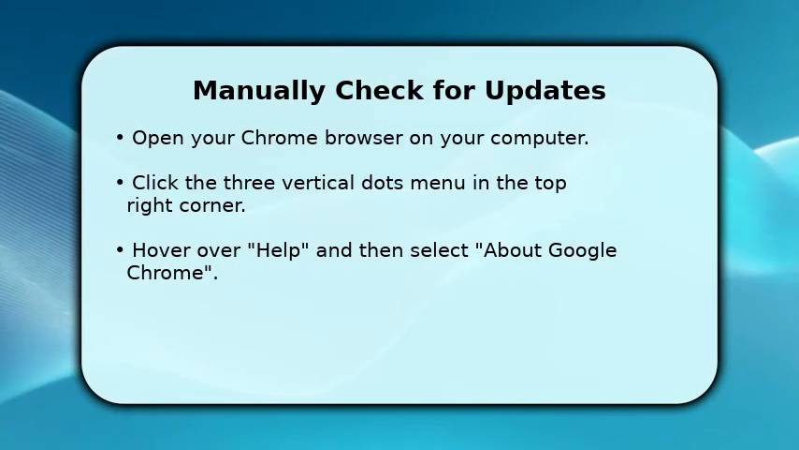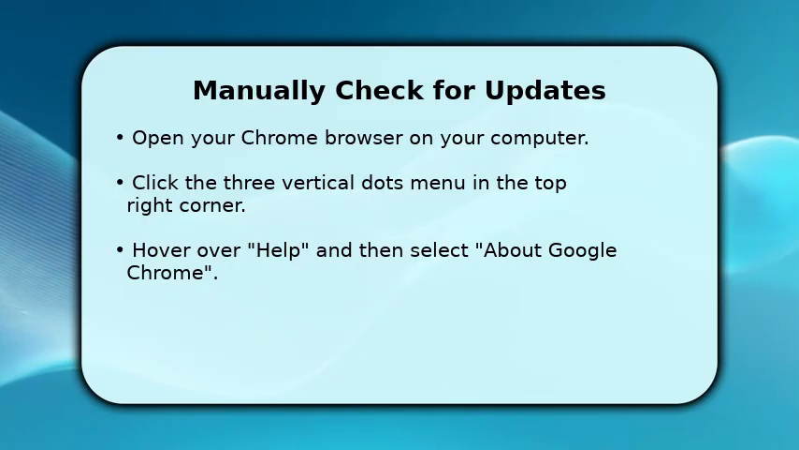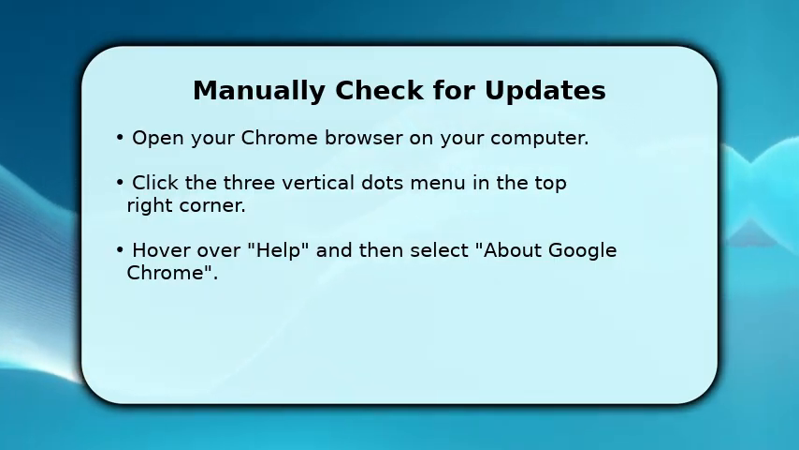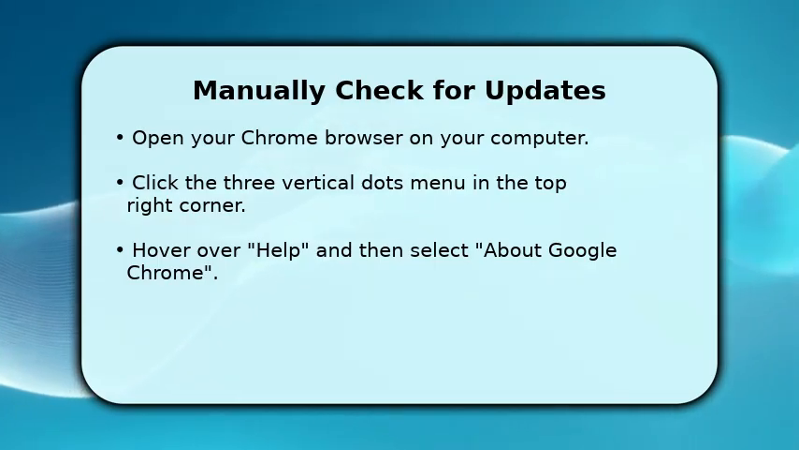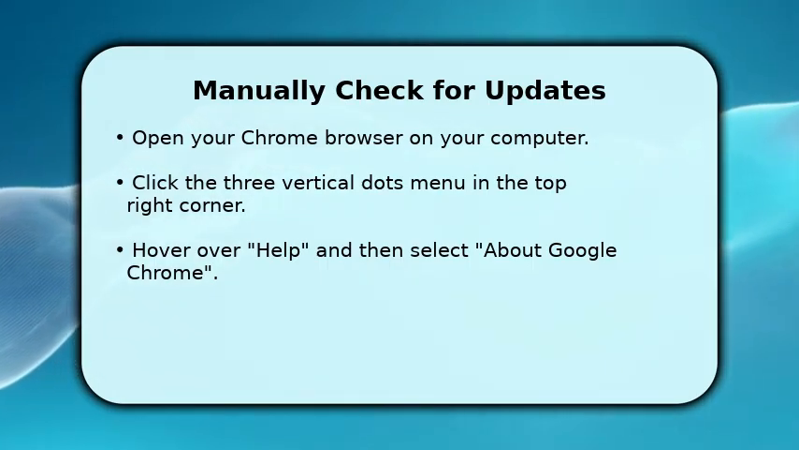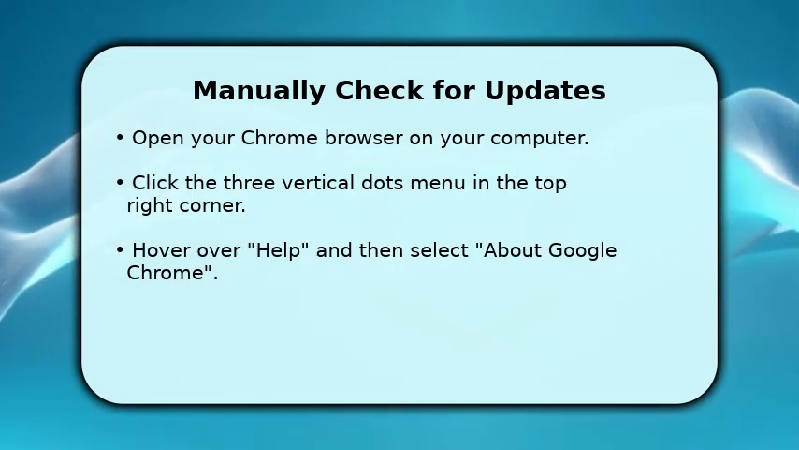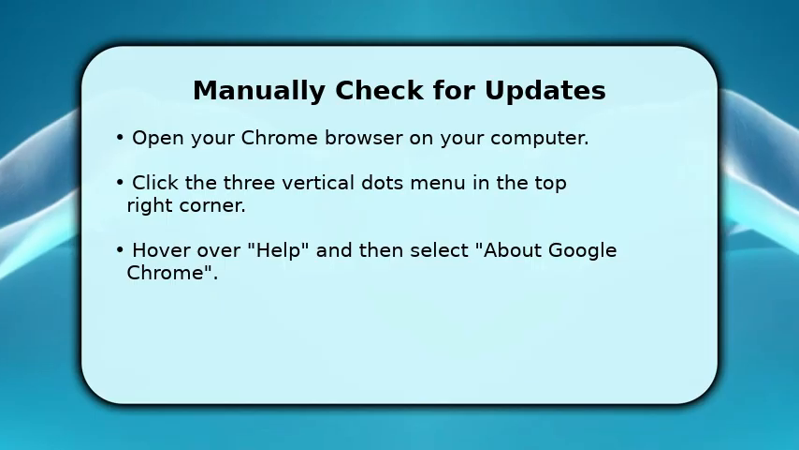To manually check for an update, first open your Chrome browser. Look for the three vertical dots icon in the top right corner of your browser window and click it. From the drop-down menu, hover your mouse over Help, then click on About Google Chrome. Your browser will immediately begin checking for any available updates and start downloading them if found.